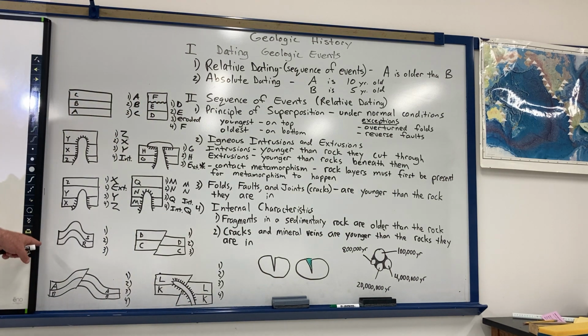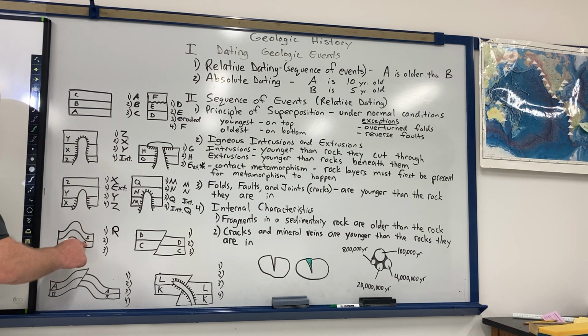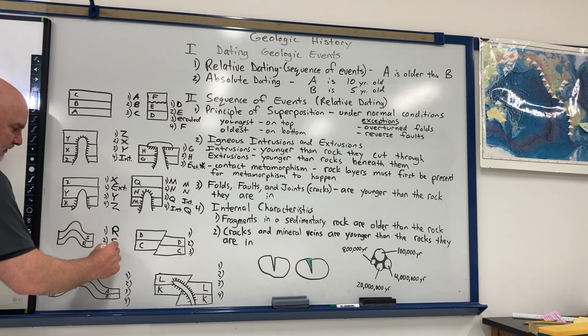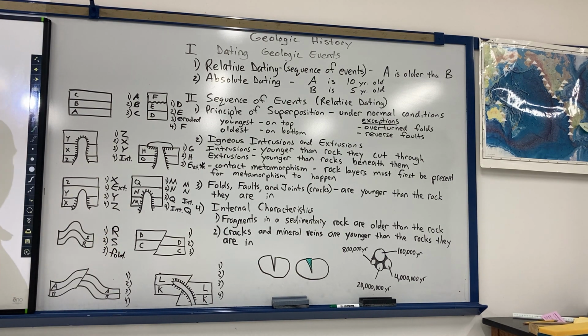Right? So if I have a feature that looks like that, all right, so that's a fold, the sequence of events would be R formed first, S formed second, then they folded. Right? These rock layers had to be there first before they could fold.